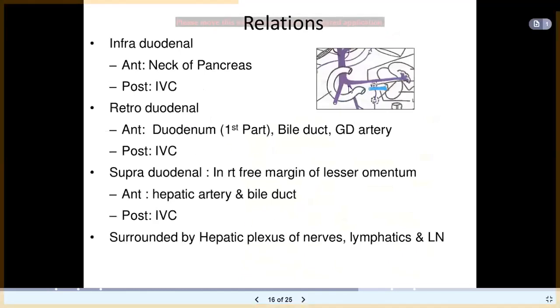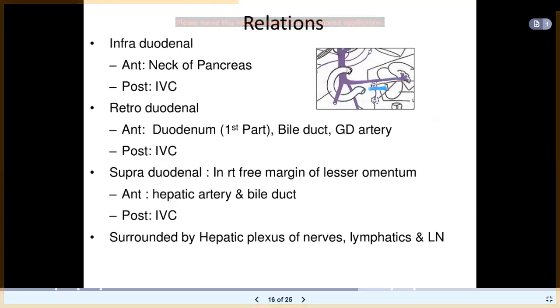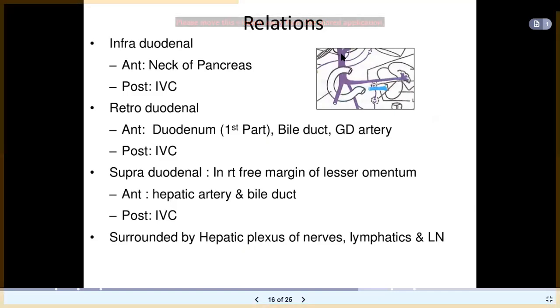Now let us see the relations below the first part of the duodenum, that is infraduodenal part. Anteriorly it is related to neck of the pancreas, and posteriorly it is related to inferior vena cava. Retroduodenal, retro in the sense it is behind the first part of the duodenum. Now anteriorly retroduodenal part is related to first part of duodenum, bile duct and the gastroduodenal artery. Posteriorly, even this part is also related to inferior vena cava.